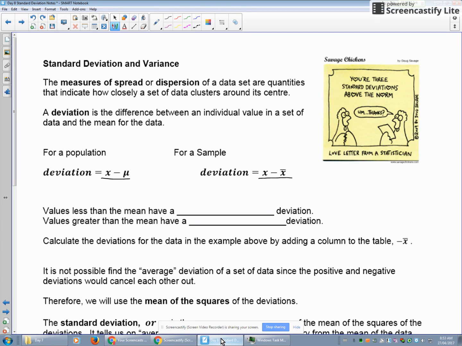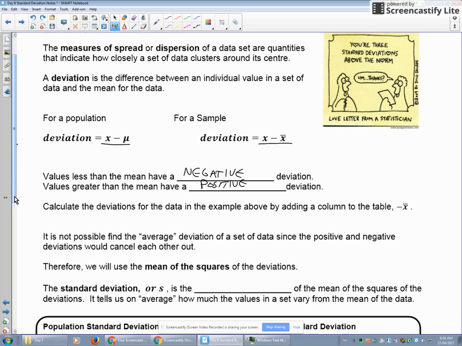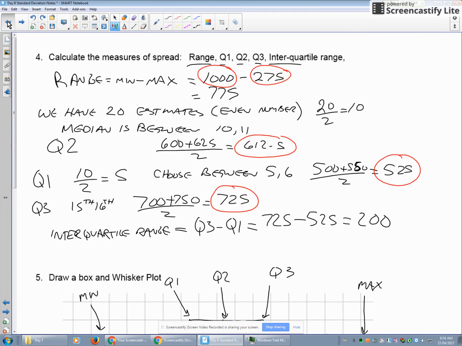So values that are less than the mean. In our example, we had 612.5 as the mean. If I guessed 200, I would have a negative deviation. I was lower than the mean, and values that are greater than the mean are going to have a positive deviation. So at this point, we're going to be asked to calculate the deviations for the data by going back to our first page. Okay, so that's why there were extra columns. So we're going to go back to our first page and calculate the deviations on this chart.